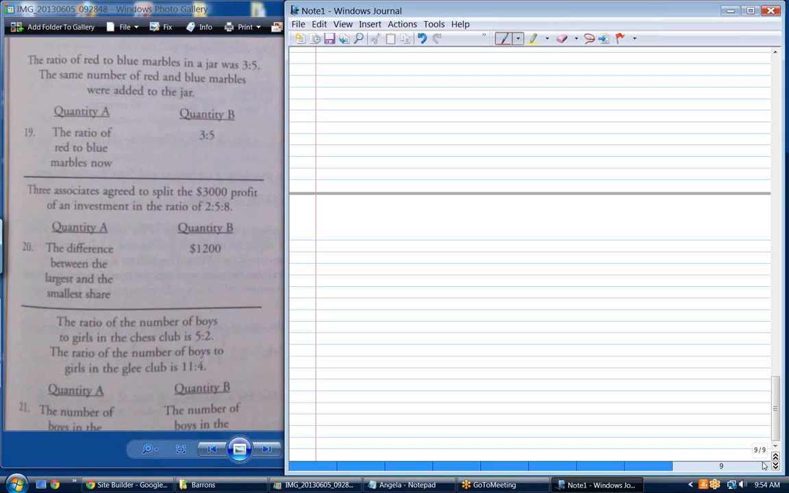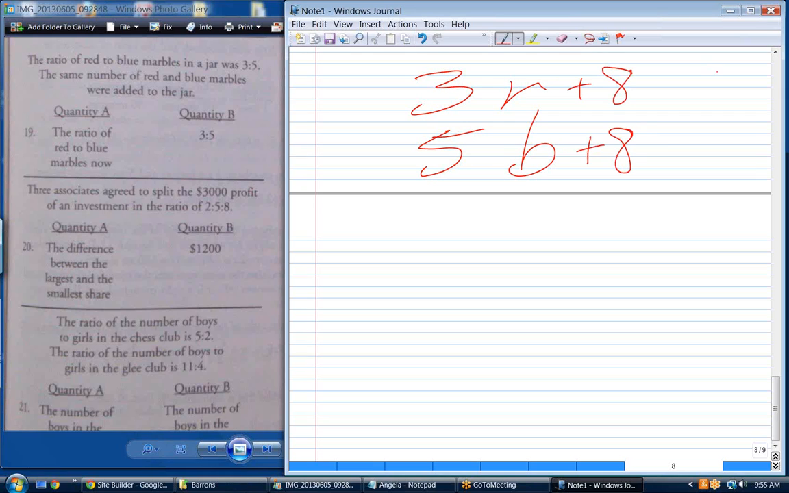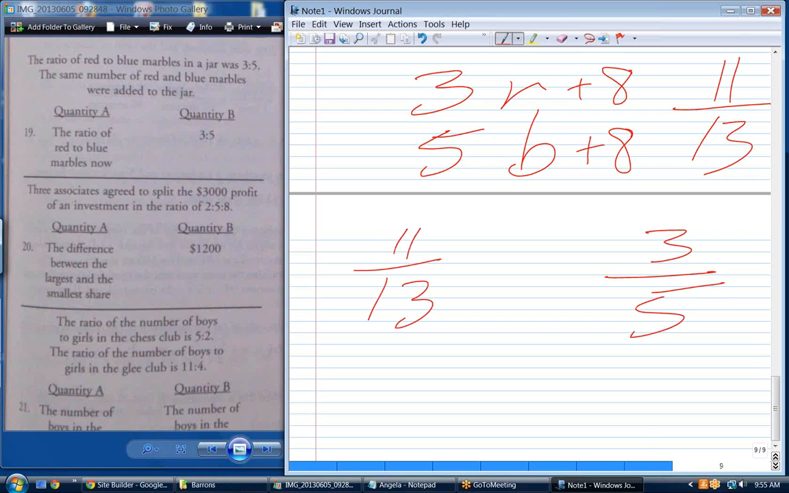Well, the same number of, or should I pick numbers? Let's pick some numbers. Well, we can even start with 3 and 5. Yeah, absolutely. So that we have 3 red and 5 blue, correct? Okay. And now pick a number of red and blue to add. 8. So now we have 11 and 13. So the ratio of the red to blue marbles now is 11/13, and quantity B is 3/5. Okay, so yeah, quantity A is larger.